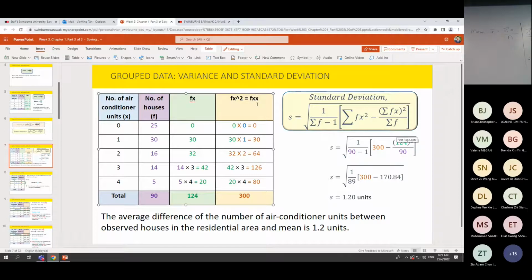I use multiply. Multiplication, insert symbol. So fx power 2 means f multiply x multiply x. So in order to save your time, you can either use the green column multiplied with the blue column for each class in order to get the value for fx squared.